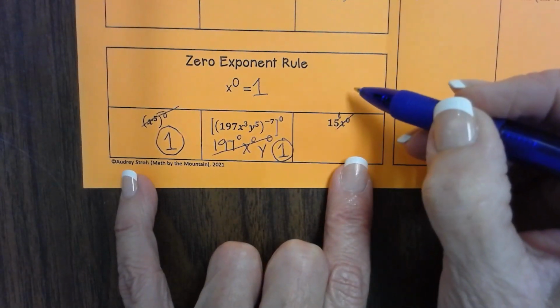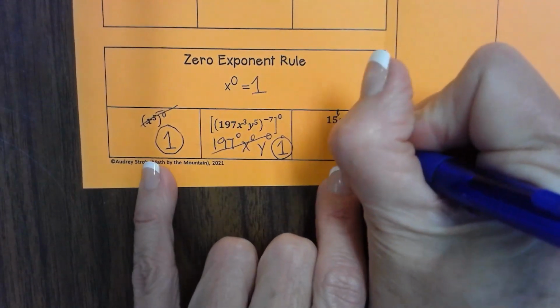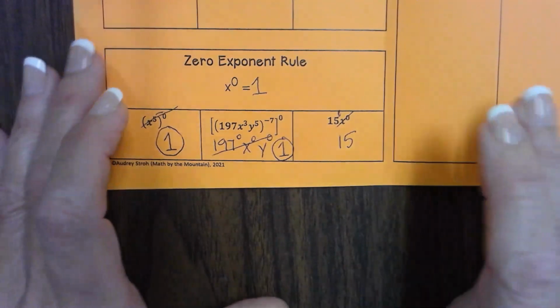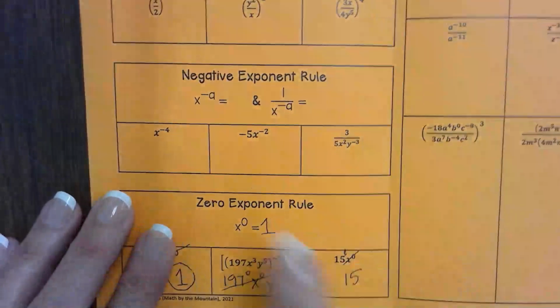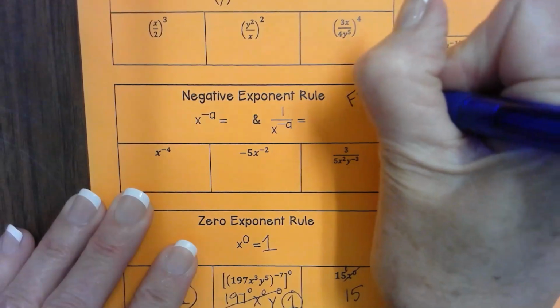It's a 1. What is 1 times 15? That's why all I do is put a slash through it, folks. Because you're multiplying by 1. 15 times 1 is 15. We good? Okay. So let's go up to the negative exponents. Flip to red.